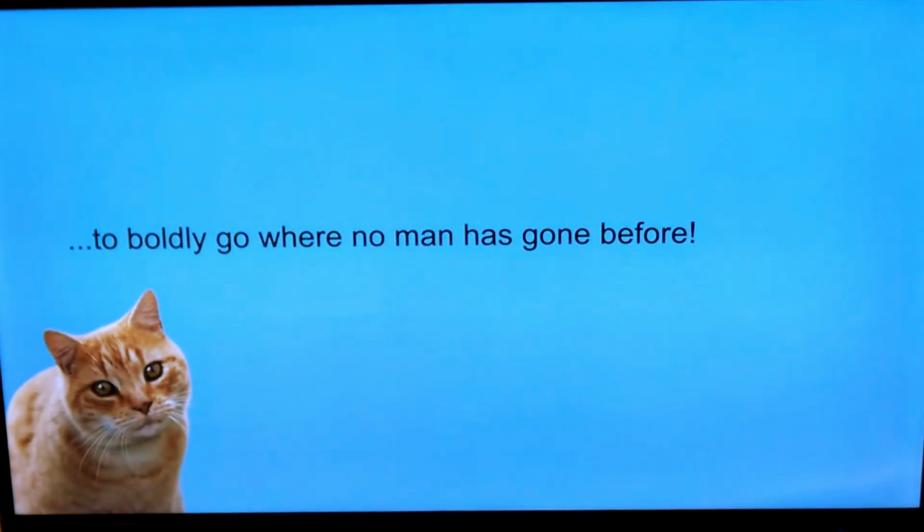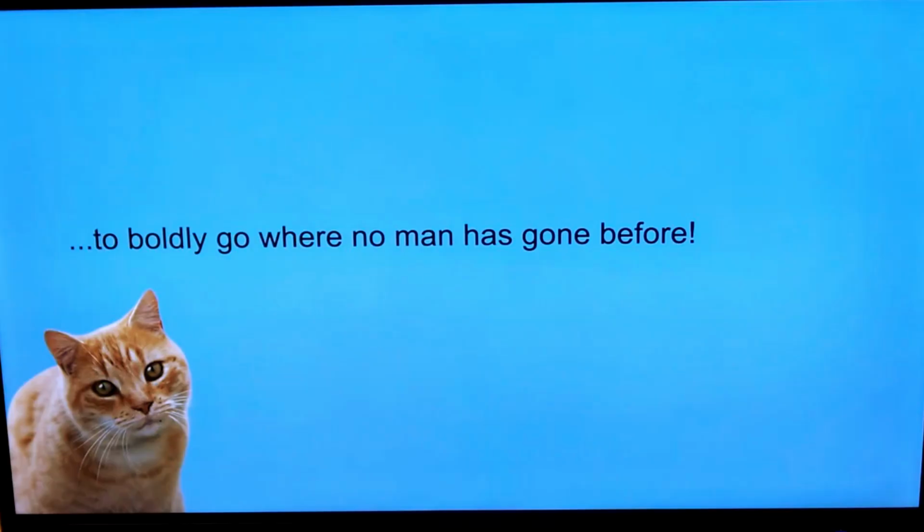Bertrand Russell's darling. I was looking for, this is a quote from the beginning of Star Trek. I did look for a picture of James T. Kirk, but he's just too awesome, so I had to go for the cat again. So we talk about grammar here. Does anybody know what the grammatical mistake in that is? It should be to go boldly.